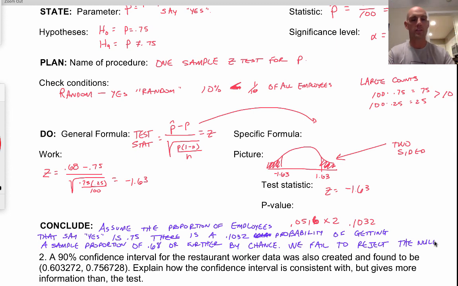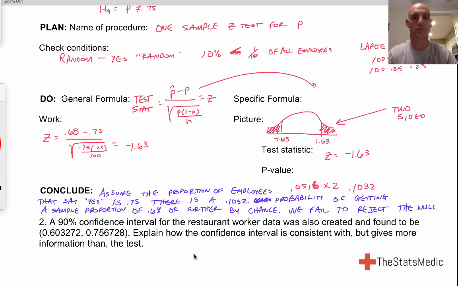So when we look at this next part, it says a 90% confidence interval for the restaurant worker data was also created and found to be 0.603272, 0.756728. Explain how the confidence interval is consistent with but gives more information than the test. So think about this for a second. If they created a 90% confidence interval, in many 90% confidence intervals, 90% of the time, the true proportion of people that said yes is captured in the interval from 0.6032 to 0.7567.